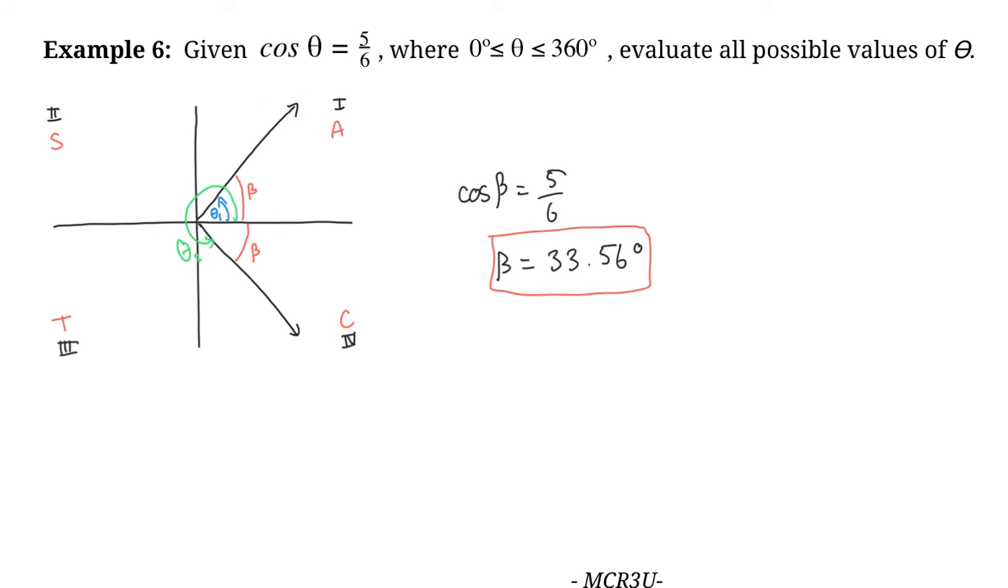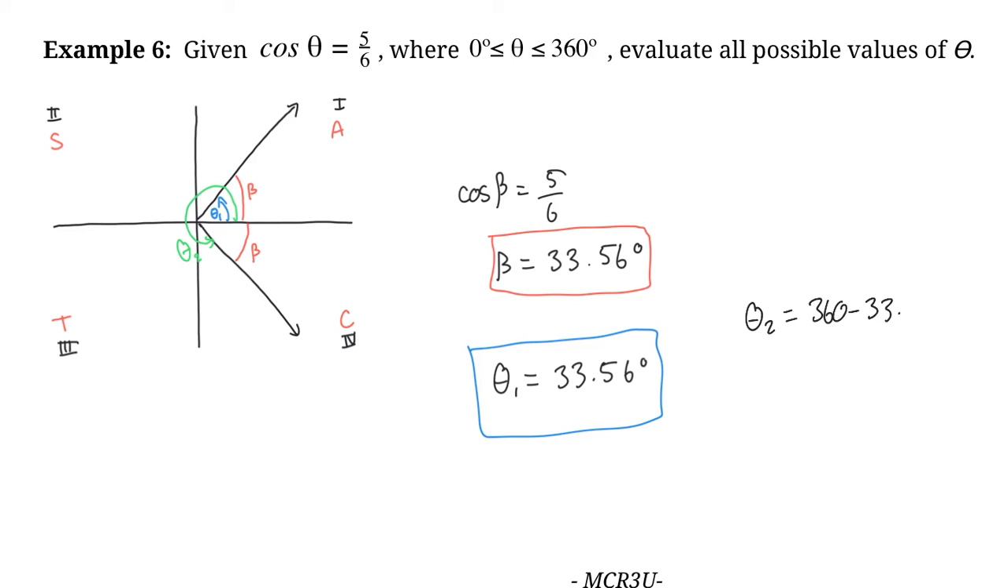So our first angle is in quadrant 1, and our related acute angle, our angle beta, is the same thing as our first angle theta. Well, when you have an angle in standard position that's in quadrant 1, that principal angle is the exact same angle as your related acute angle. So that just means theta 1 is equal to 33.56 degrees. And our second angle is in quadrant 4, so we just need to take away our related acute angle from a full 360 degrees. So theta 2 is equal to 360 minus 33.56, and that's just equal to 326.44 degrees. And there you have it. Those are our two angles that are in between 0 and 360 degrees that have this exact trig ratio.